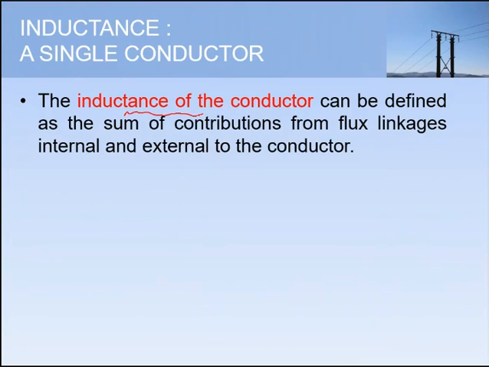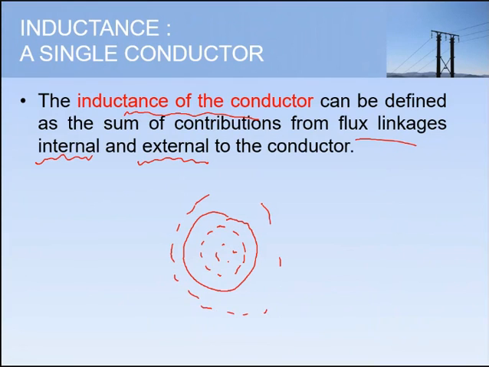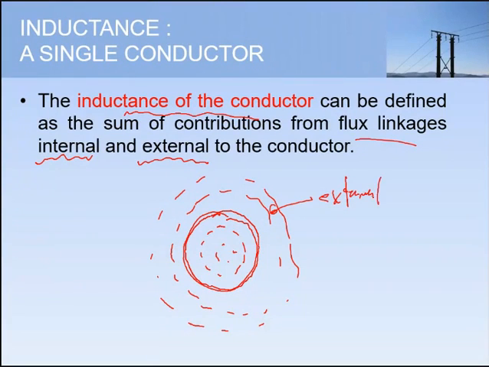The inductance of the conductor can be defined as the sum of contributions from flux linkages, internal and external. So like I told you, the total inductance for that specific conductor is the sum between the external, this is the outer part of the cable, and the internal. So the total inductance of the conductor is the sum of both external and internal.